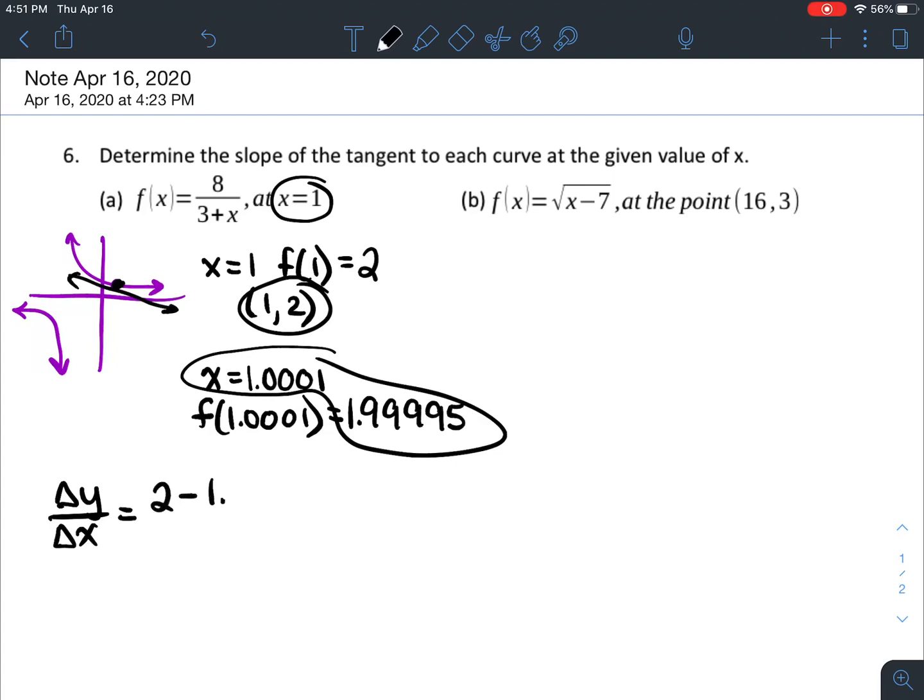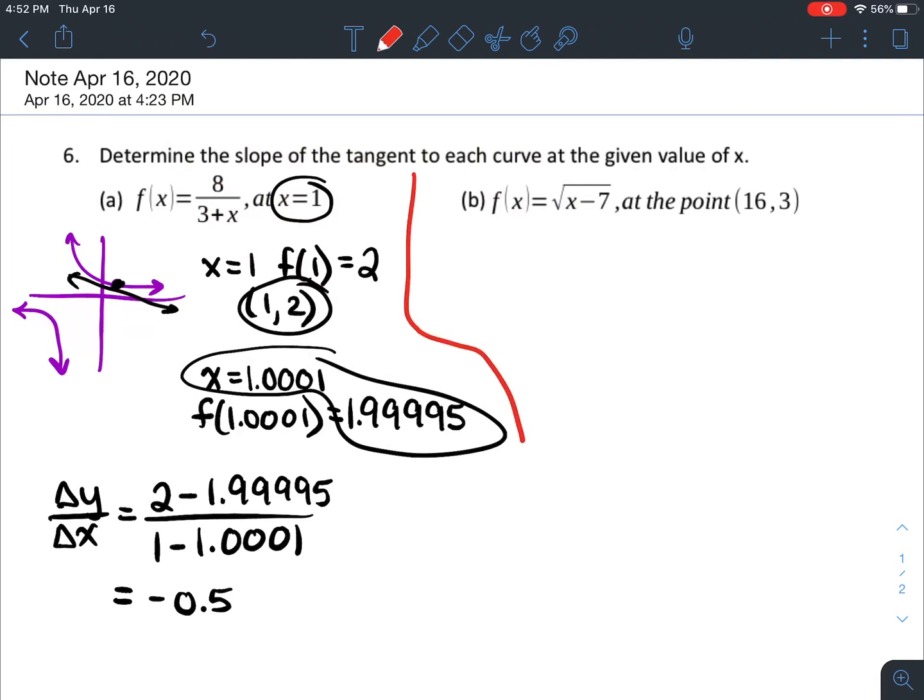So like 2 minus 1.99995 divided by 1 minus 1.0001. And that would equal 0.00005 divided by negative 0.0001, which is perfect, negative 0.5. So that's one way you can do that question. You can just pick two really close together values and find the slope.